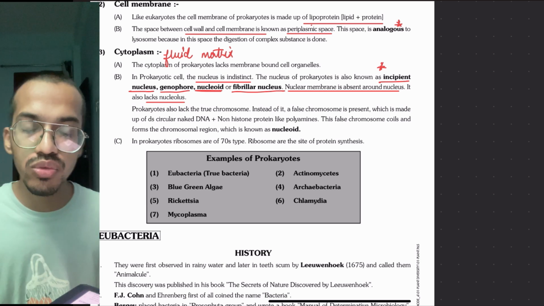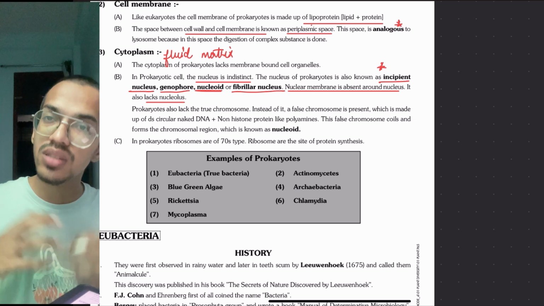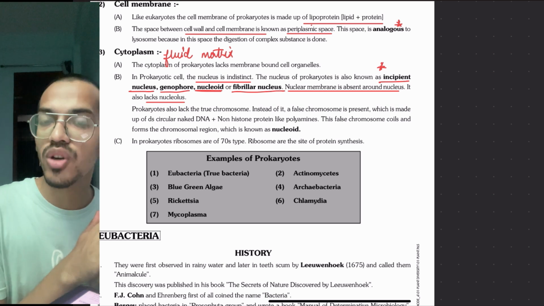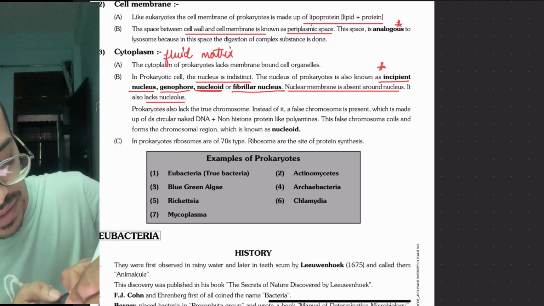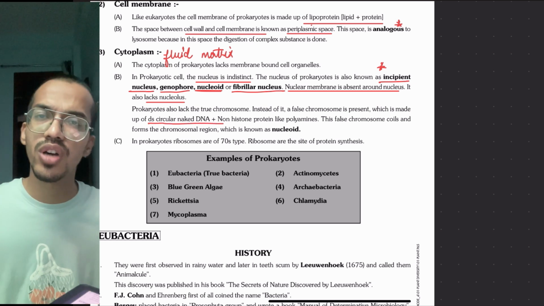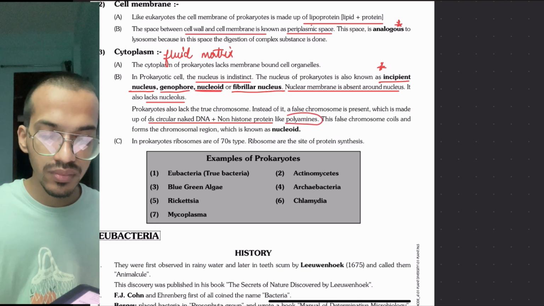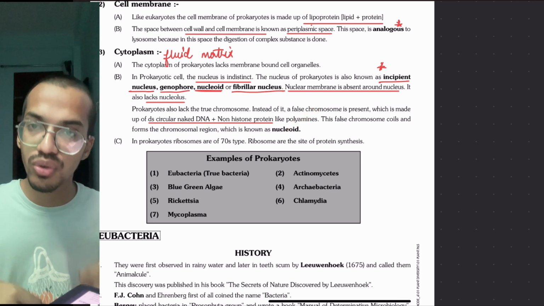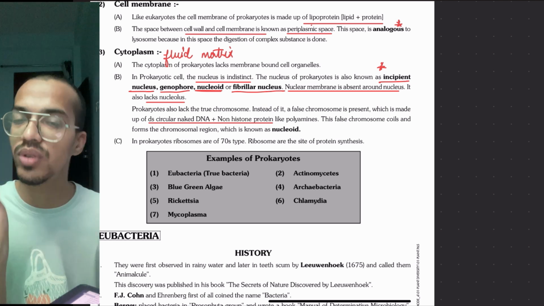Instead, false chromosomes kind of things are seen during their cell division, which is what? Circular naked DNA plus non-histone proteins are present. So prokaryotes do not contain histone proteins but non-histone proteins. That only you will remember, that it contains double-stranded circular naked DNA with the non-histone proteins, which are what? Polyamines. This is an important statement. Moving on, the false chromosomes coil and form the nucleolar regions called nucleoid. You will remember this fact. So no pure nucleus is there.